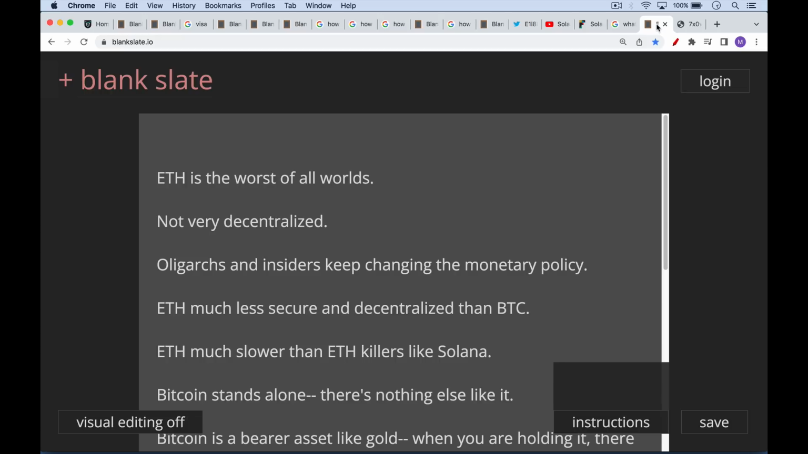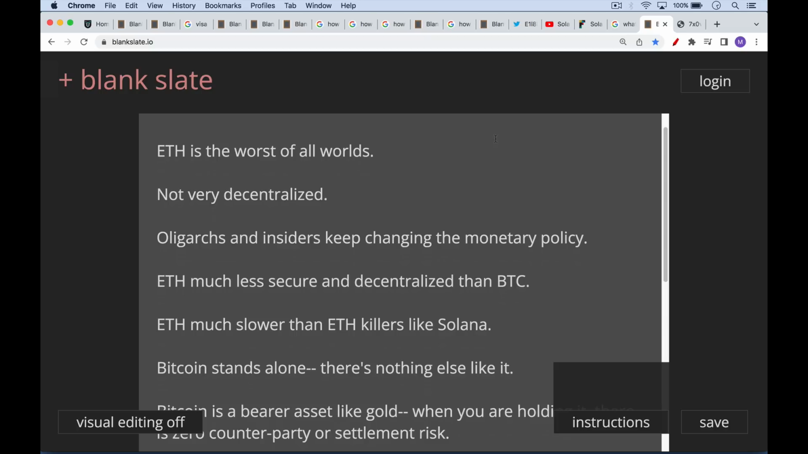So it's much more secure. It's much less centralized. Ethereum, ETH, in many ways, when you look at it from this perspective, is the worst of both worlds. It's not very decentralized. You have these oligarchs and insiders like Vitalik that keep changing the monetary policy. In addition, it's much less secure, and it certainly will be even less secure when it moves to proof of stake. It actually changes its monetary policy over time based on what insiders want to do, usually to reward themselves, whereas Bitcoin's monetary policy was fixed at inception and has never been changed since then. It would be very, very difficult, basically impossible to change it.